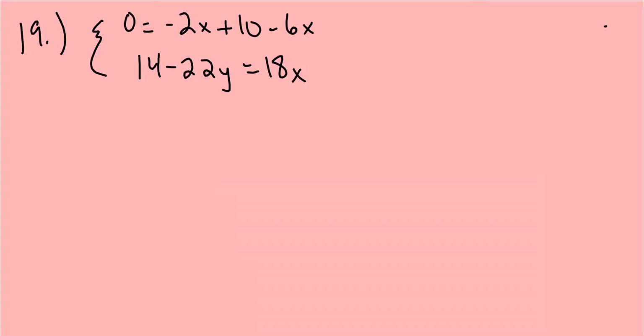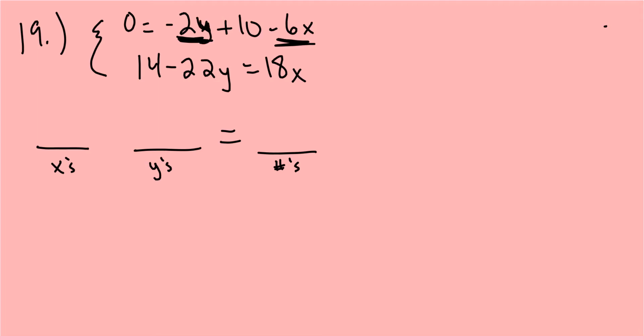Alright, so number 19, remember, I want to have my x's, then my y's, then my equal sign, then my numbers. So like, look, this negative 2x is on the wrong side. This negative 6x, oh, I messed up, I wrote it wrong. It's negative 2y here, that's a y. The y and the x are on the wrong side. I want to move them over.